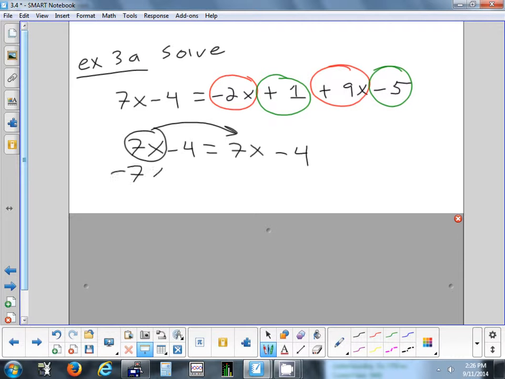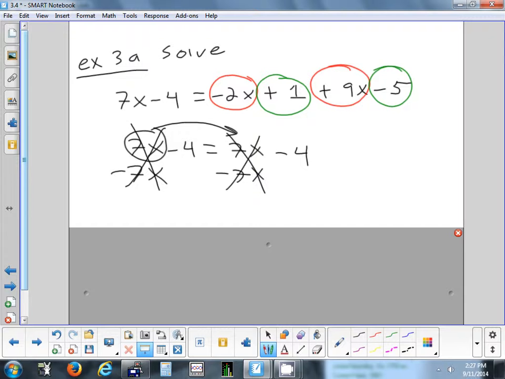So from here and where else? The other side. Where do I line it up? Yeah. 7x. Line up those x's. What's 7x minus 7x? 0. Okay. What's 7x minus 7x on the other side?